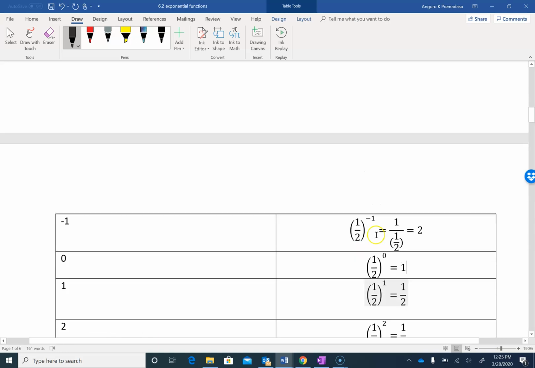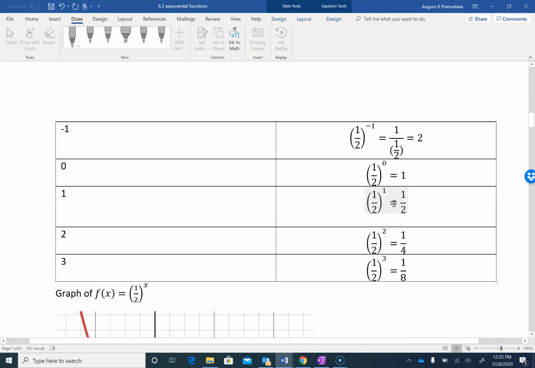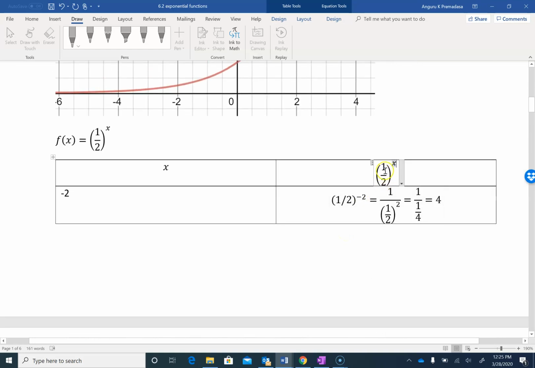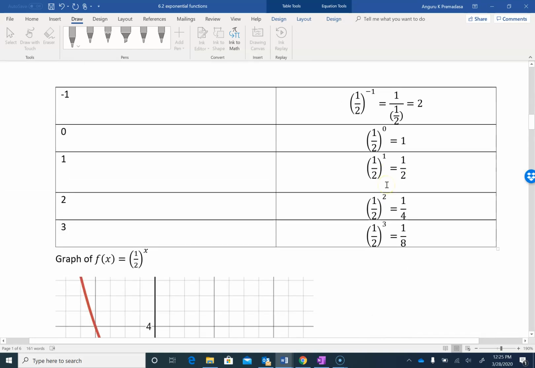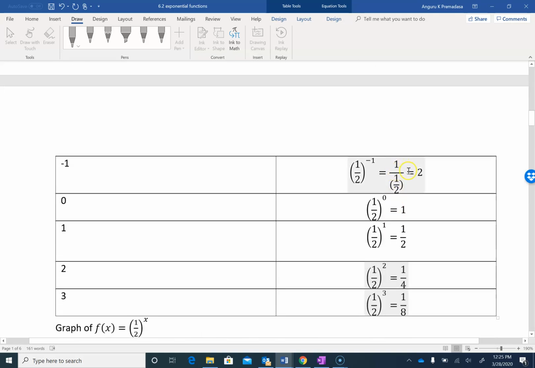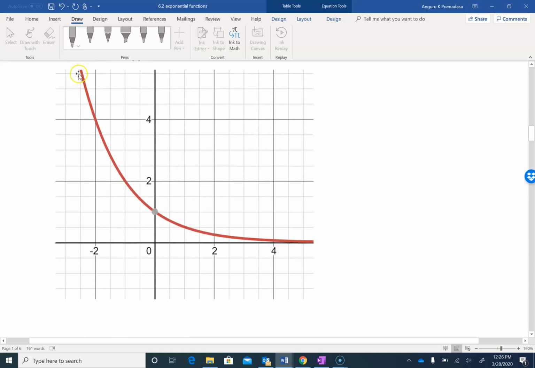At 1, you plug in 1 here, and you get 1/2 to the power 1, which is 1/2. At 2, you get 1/2 to the power 2, which is 1/4, and then 1/8. So you can see that the numbers are getting smaller: 2, 1, 1/2, 1/4, 1/8, right? So it starts high, and then at 0 it crosses 1 and goes down very small.